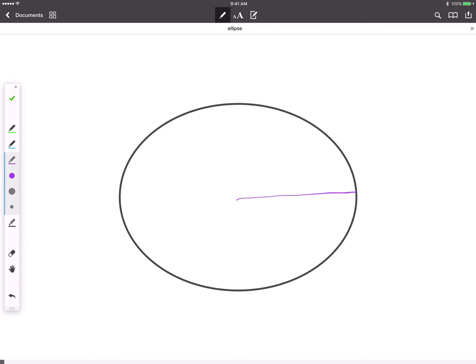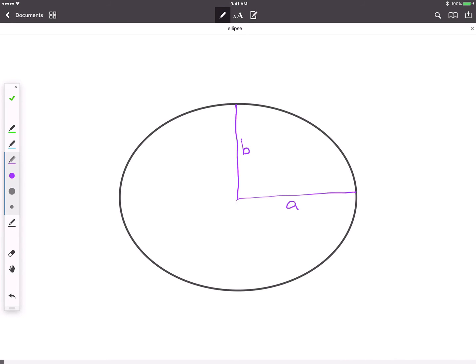The major axis is the one that goes across the long side of the ellipse, and the semi-major axis is designated by an A, which is halfway across. The minor axis is the short side of the ellipse, and the semi-minor axis is designated with a B. Right, so long side, half of the long side is A, half of the short side is B.